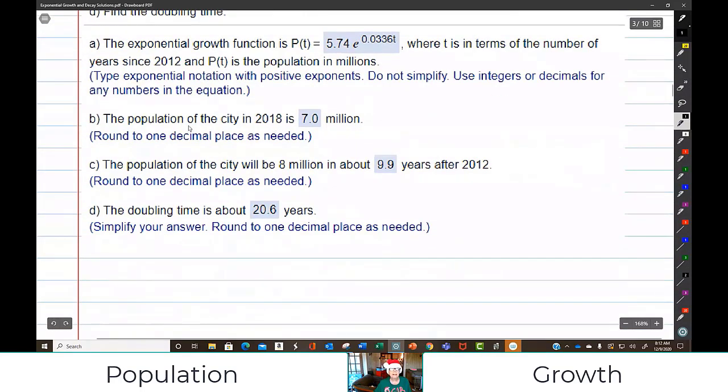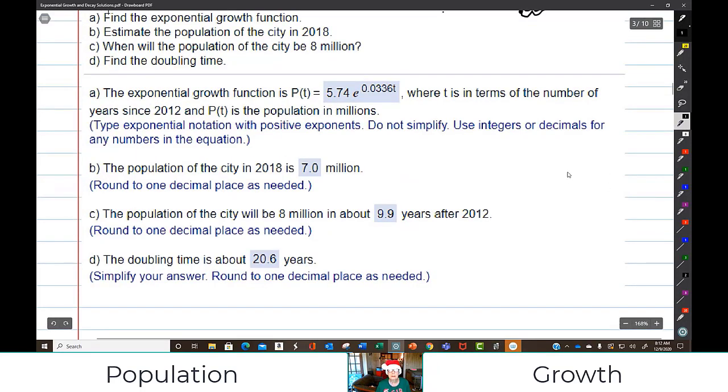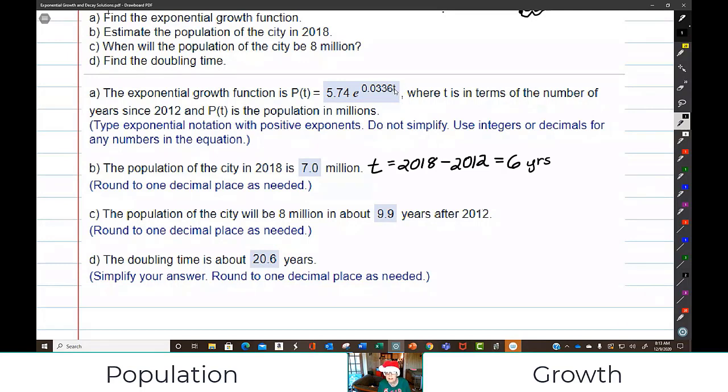So now we're being asked, what is the population of the city going to be in 2018? You're not supposed to know the answer. We have to arrive at the answer. All right, what is 2018? Don't put 2018 in for T. Instead, what T is going to be is 2018 minus 2012, because T is the years after 2012. 2012 is the beginning of time for your study. 2018 minus 2012 is 6 years, okay? You don't put the years, you just put six. So we're going to put a six in there for the T.